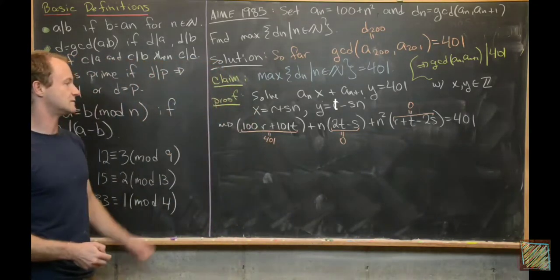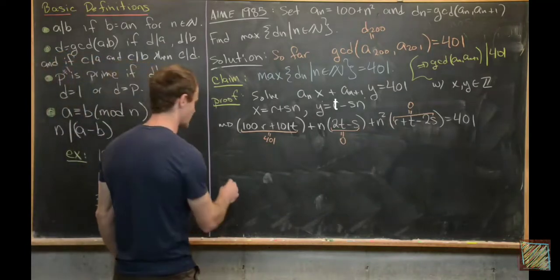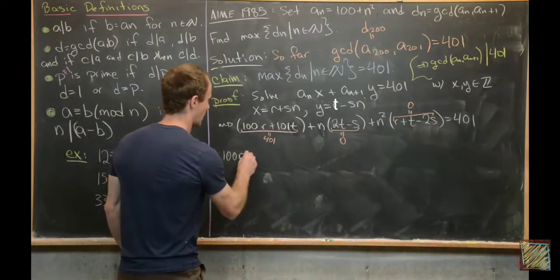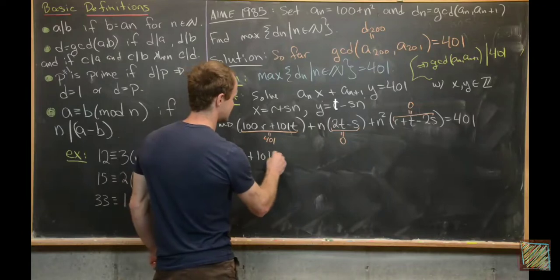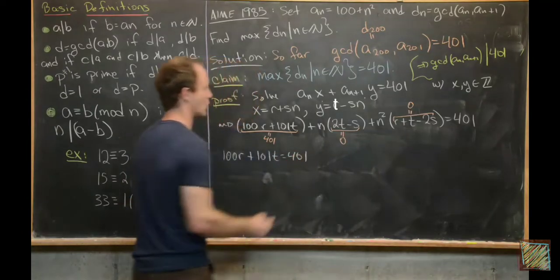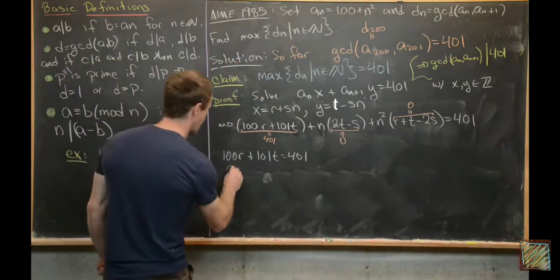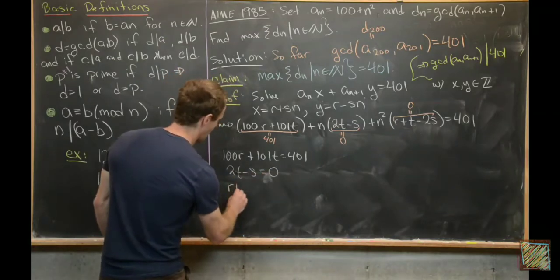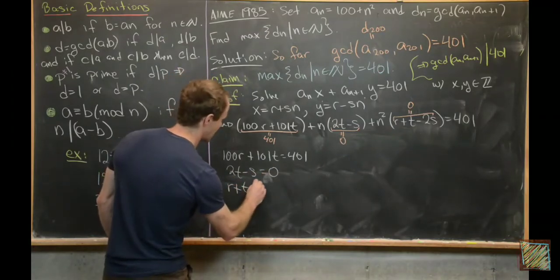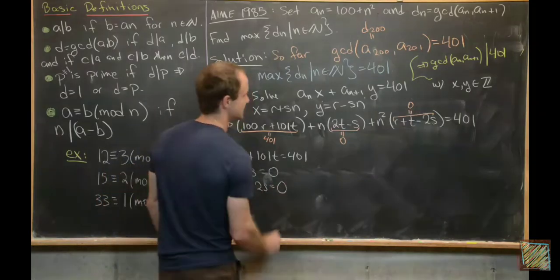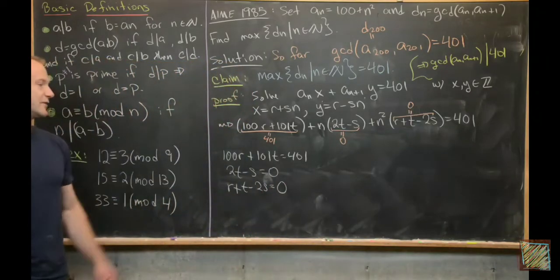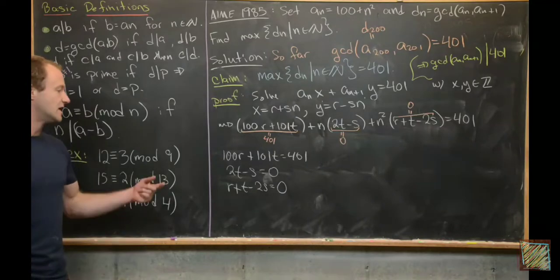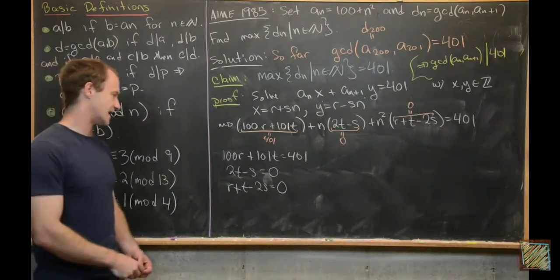So that gives us this system of equations: 100r plus 101t equals 401, and then we've got 2t minus s equals 0, and then r plus t minus 2s equals 0. So let's see if we can put all of this together to solve for r, s, and t.